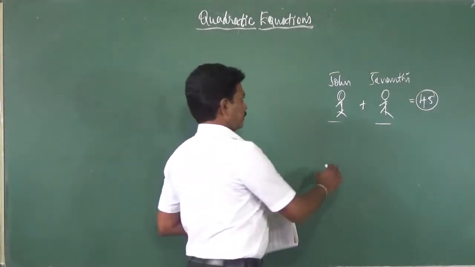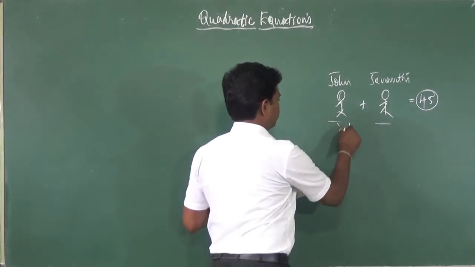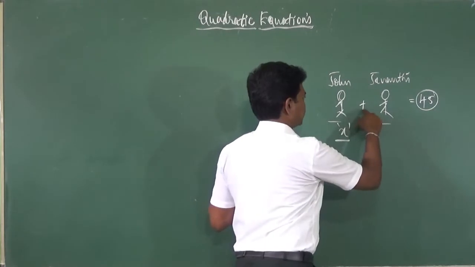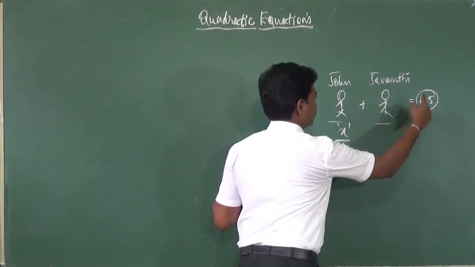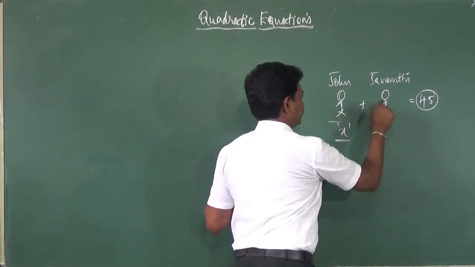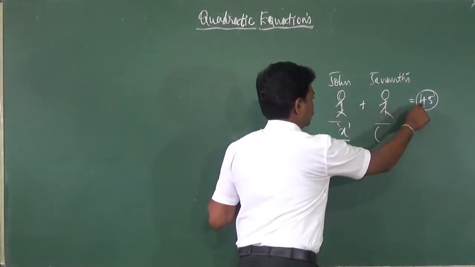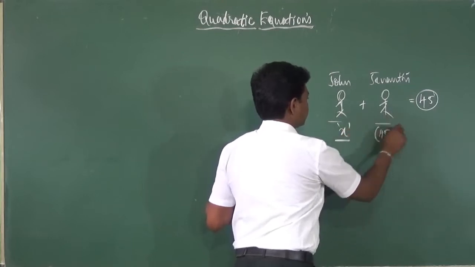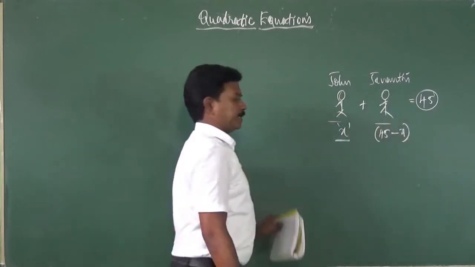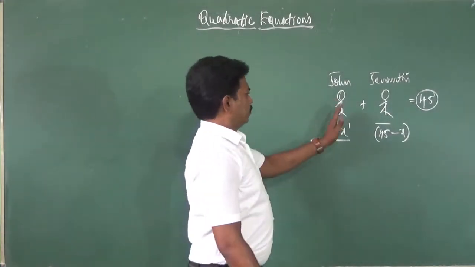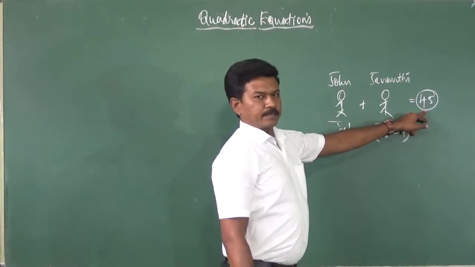So let the number of marbles with John be x. This x plus the number of marbles with Jivanti is equal to 45. So therefore the number of marbles with Jivanti will be the total number of marbles, that is 45, minus the number of marbles with John, that is 45 minus x. It is that simple. It's very simple.